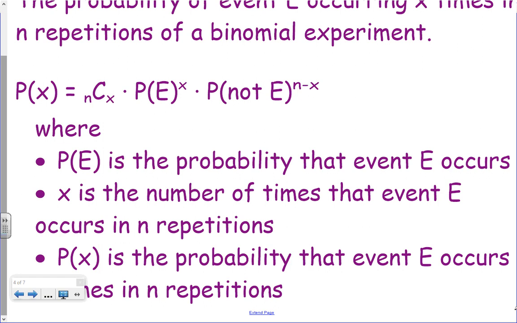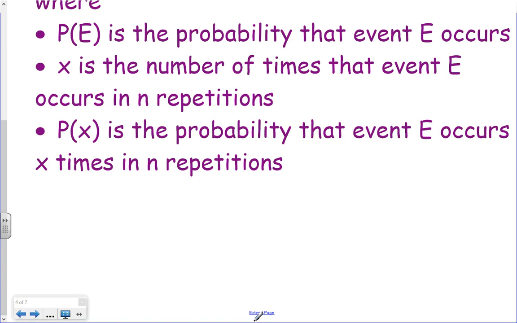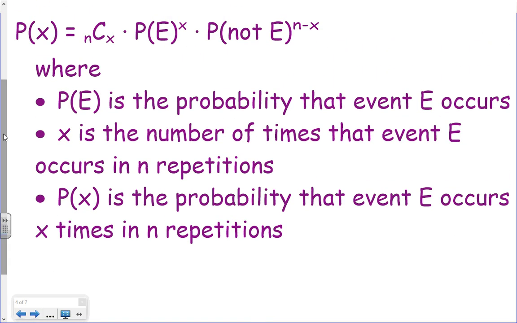And finally, P of X is the probability that event E occurs X times in N repetitions. So the end result, the P of X that you see over on the left, is the probability that event E occurs X times in N repetitions. So that's our little formula that we're going to use to actually calculate a binomial probability.